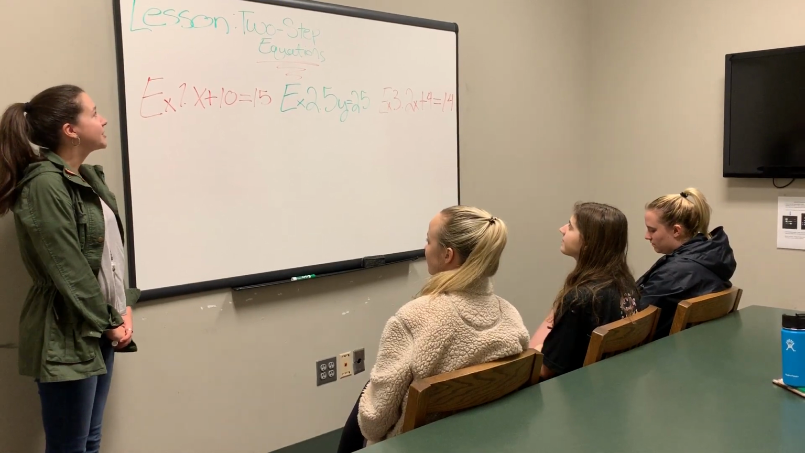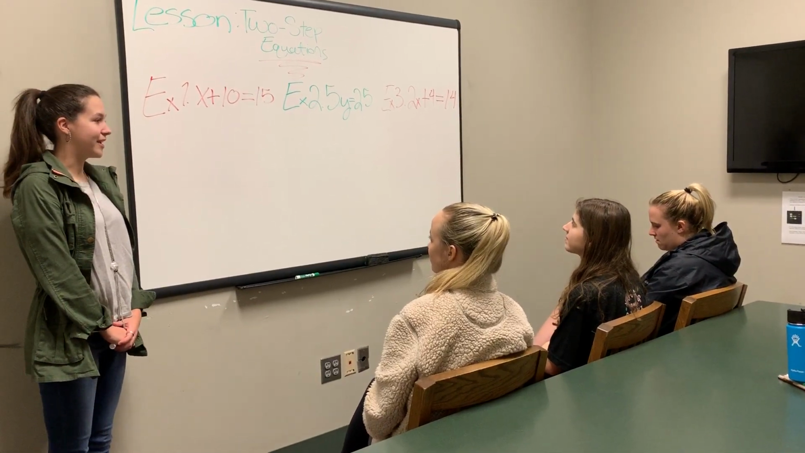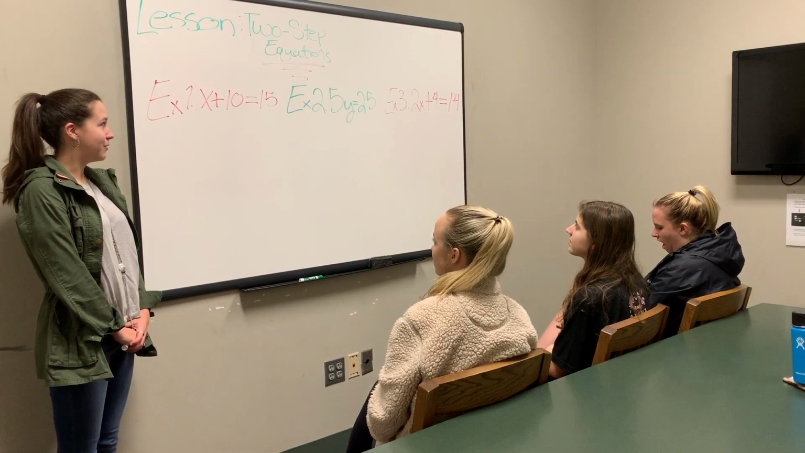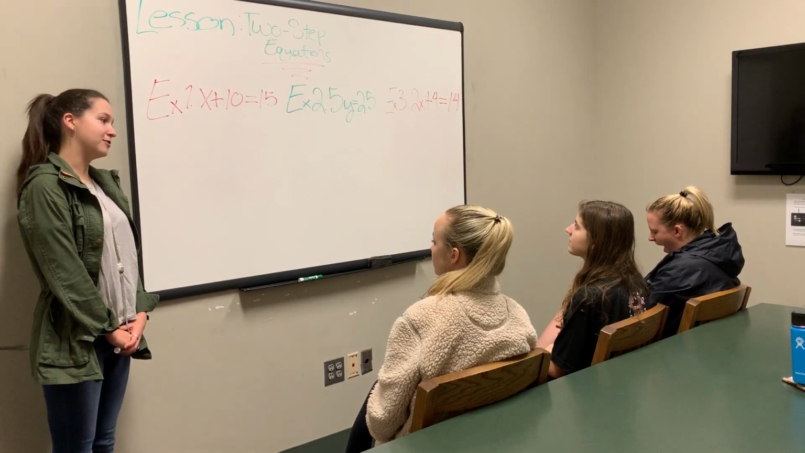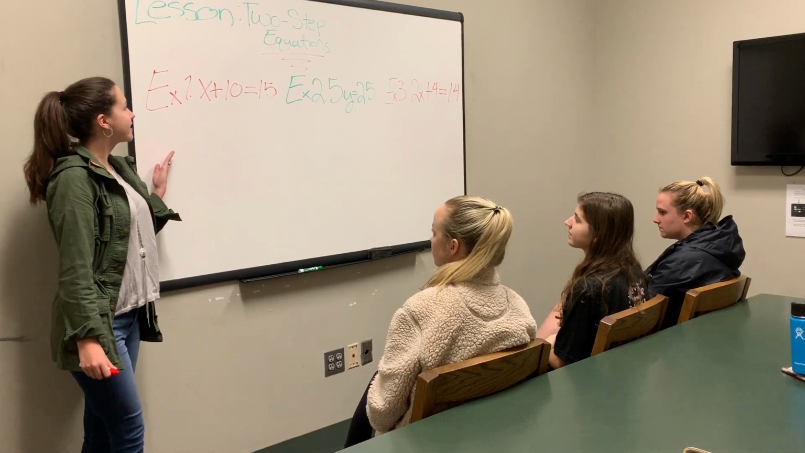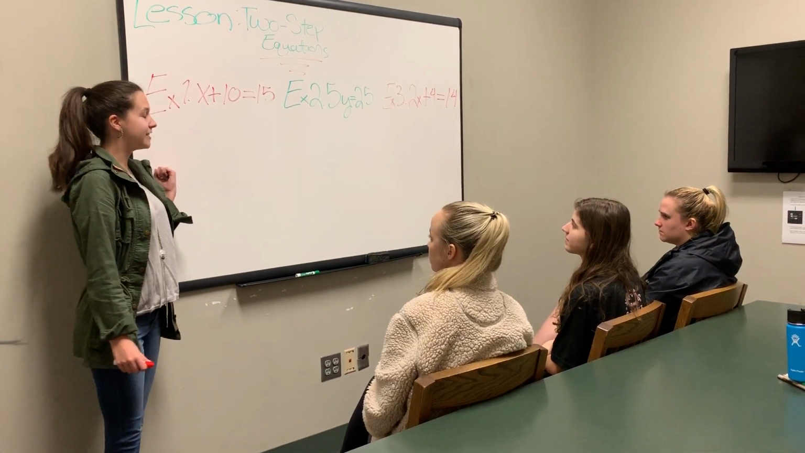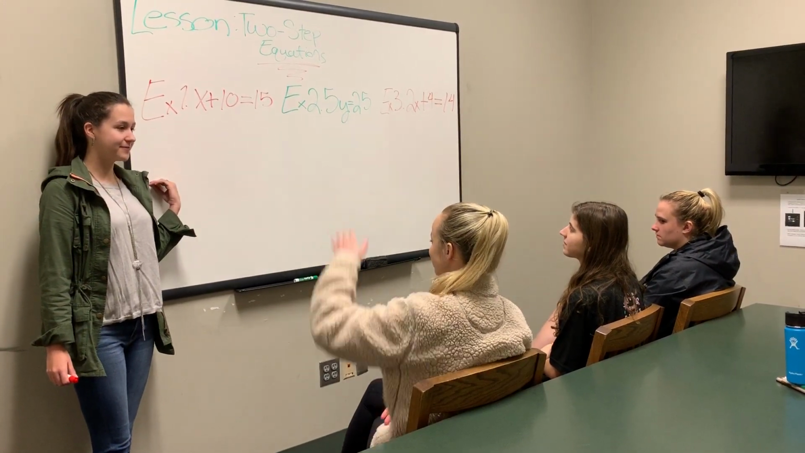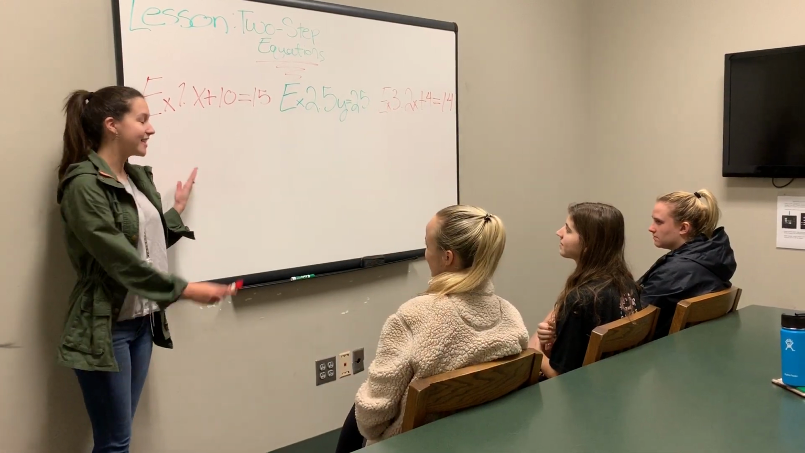Today our lesson is on two-step equations, but before we dive right into the lesson, we will review last week's one-step equations. So in example 1, x plus 10 equals 15. Who can tell me what the variable is? Sarah, x. That is correct.